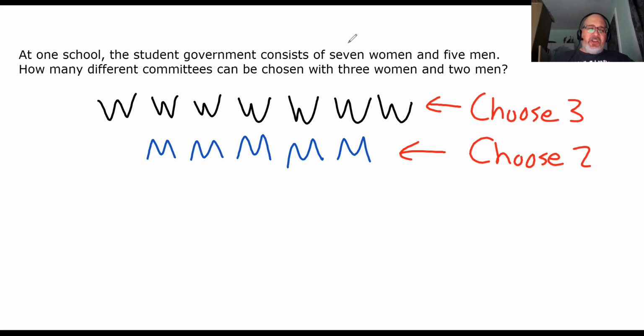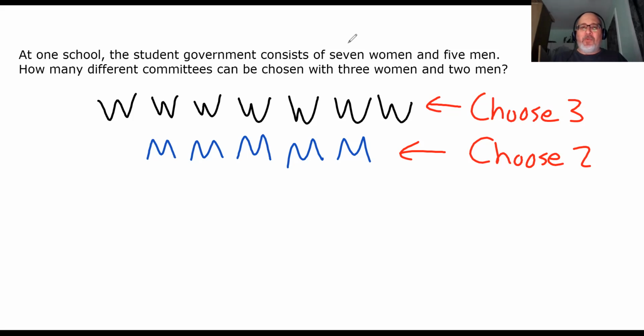So how does the combination thing fit into here? Well, it should be pretty evident that there are 7 women and we want to choose 3. And so it's a combination, and it will be 7C3. And the same thing for the men. There are 5 men and we want to choose 2, so that will end up being 5C2. But where does the fundamental counting principle come into play?